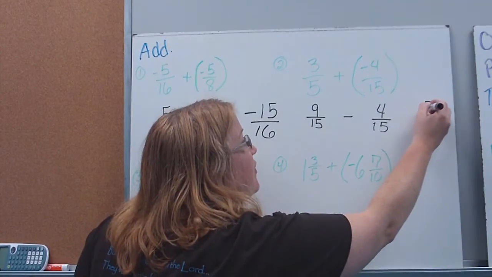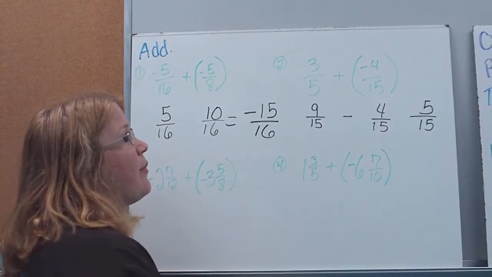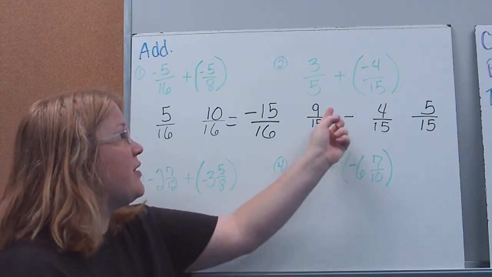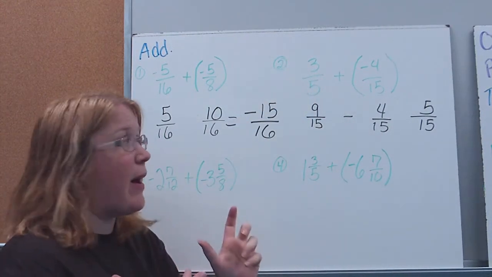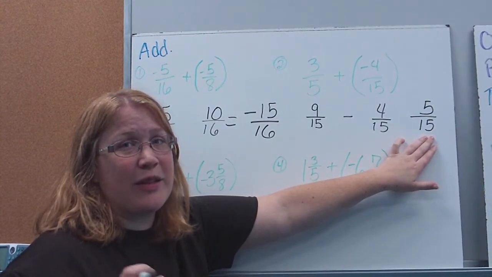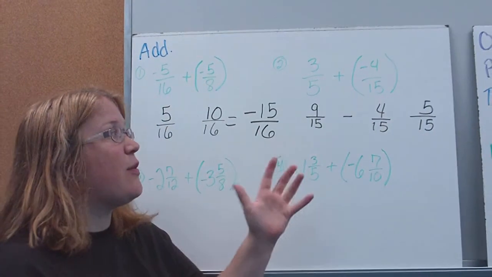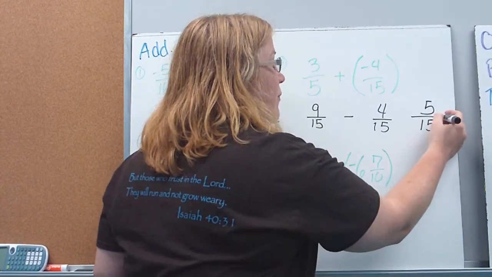9 minus 4 is 5. Keep the 15ths. Now, my larger value, and this goes back to comparing our fractions, 9/15 is bigger. In our original problem, that was a positive number, so that means my answer is positive. However, I'm not done here because 5/15 is not in its simplest form. It has a factor that goes into both 5 and 15, which is 5. So I'm going to divide the top by 5, and I'm going to get 1.